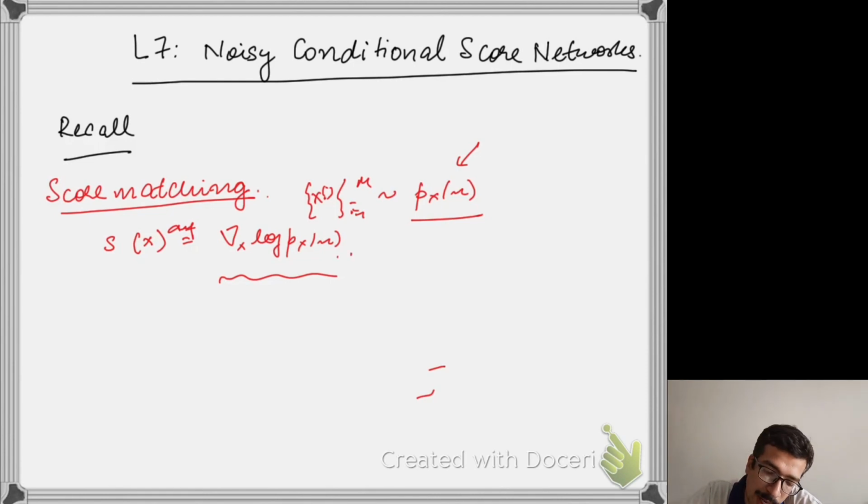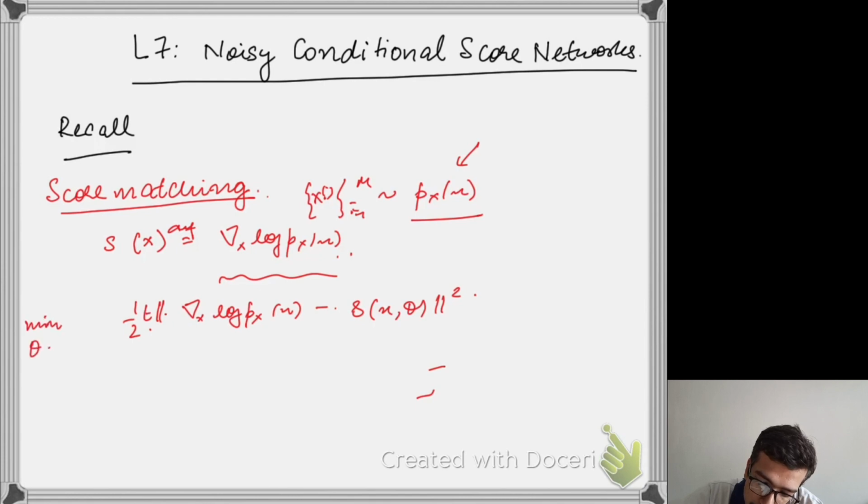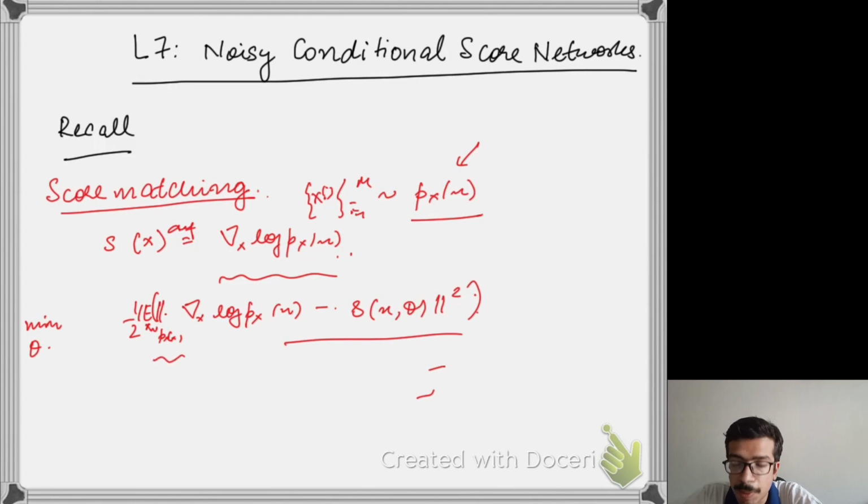And now we define our objective function, which minimizes over theta the gradient of x log p(x) minus s_x theta, squared, right? So here essentially we have an expectation term. This is half of the expectation of this quantity, where the expectation is over our data distribution. Now we don't have the gradients of log probabilities for our true data distribution.